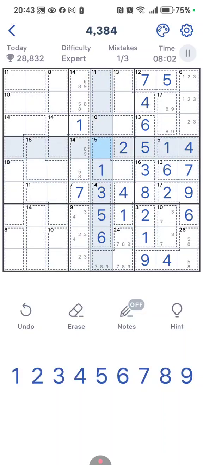So this can't be 5 or 6. This has to be 8 and 9. And that can only be 5. Let's solve that little bit. So then where else are we?